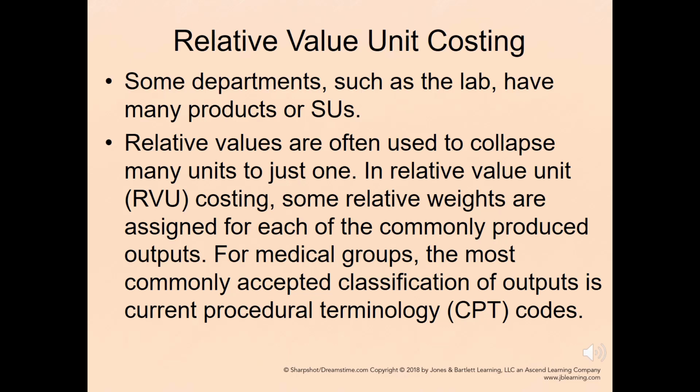Some departments, such as the lab, have many products or SUs. Relative values are often used to collapse many units to just one. In relative value unit, RVU, costing, some relative weights are assigned for each of the commonly produced outputs. For medical groups, the most commonly accepted classification of outputs is current procedural terminology, or CPT codes.